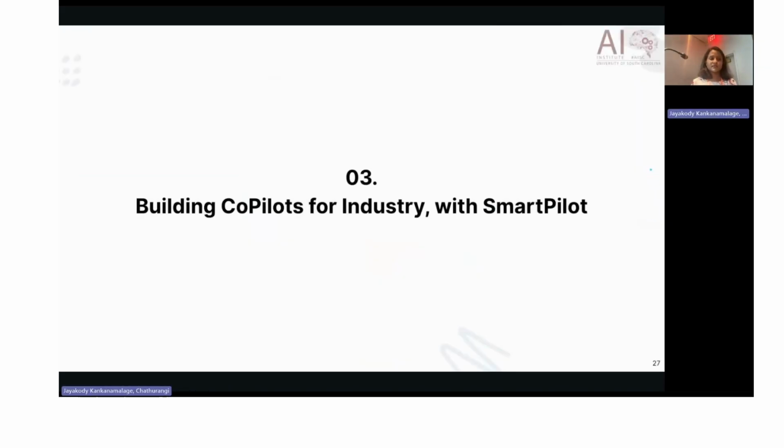Yeah, now let's go to the third section. Okay, till now we have defined what is a copilot. We've understood the limitations currently of tools and these agents. So let's now go to the SmartPilot. But before that, maybe we can stop for questions if there are any.